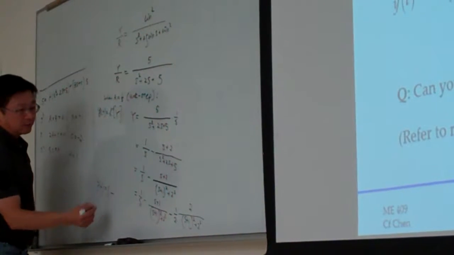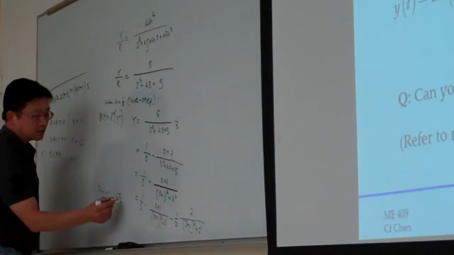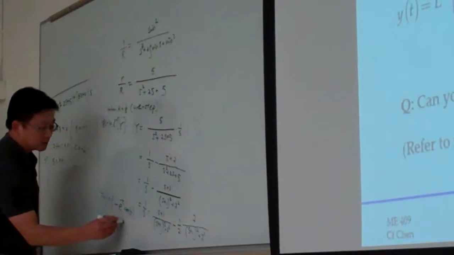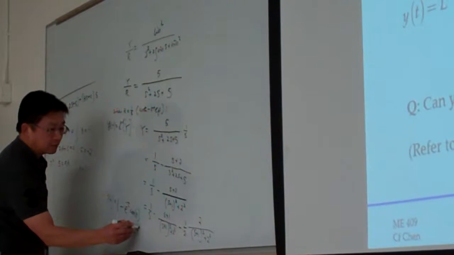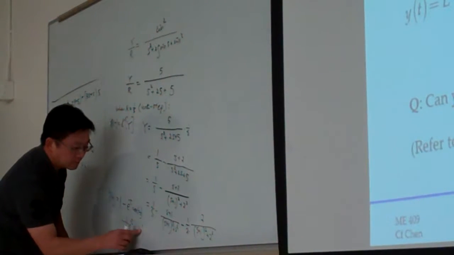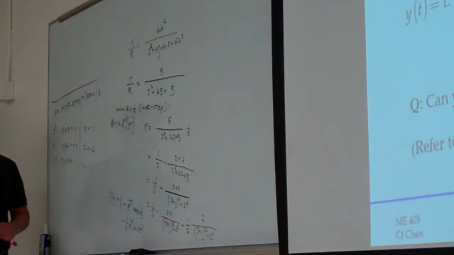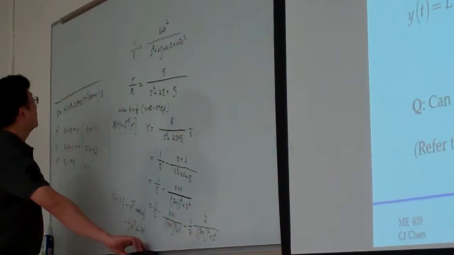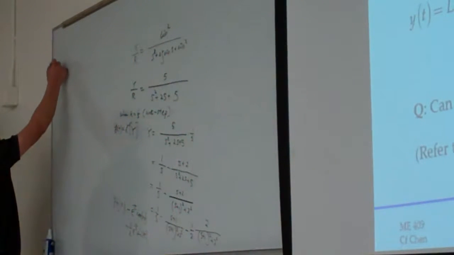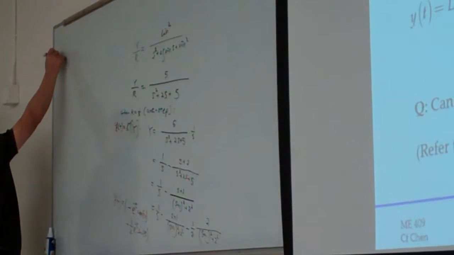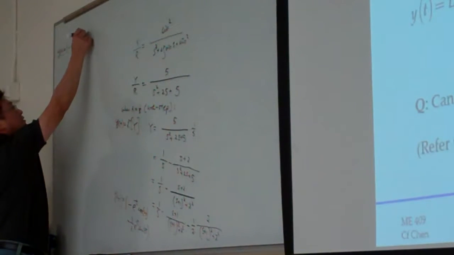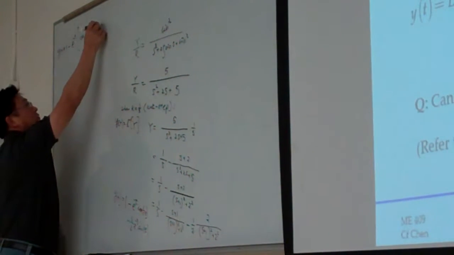That should be equal to 1 minus e to the minus t times cosine 2t, and minus 1/2 e to the minus t sine 2t. Sine, sorry, 2t, right? Okay. So with these things, if you like to put it into this form, y(t) equals 1 minus e to the minus t, and here is cosine 2t plus 1/2 sine 2t.